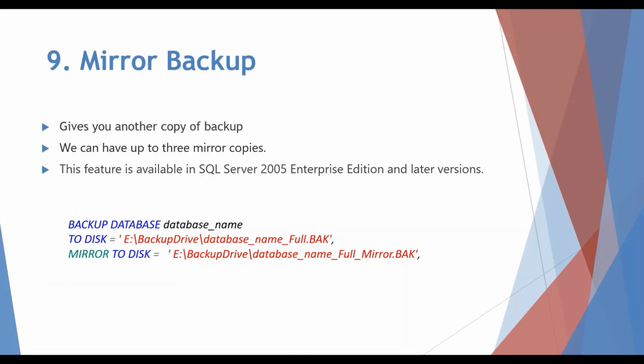Okay, the next backup type is mirror backup. It gives you another copy of the full backup. We can have up to 3 mirror copies, and this feature is available from SQL Server 2005 Enterprise Edition and the later versions. This mirror backup file behaves the same as your original backup file, which could be a full backup file or a differential backup. I mean to say, the mirror copies of your database backup file behave the same.